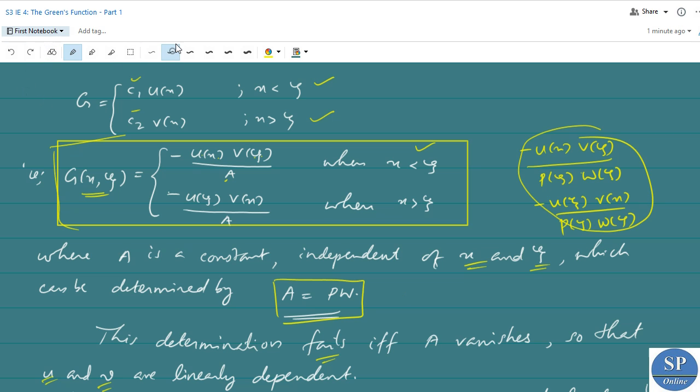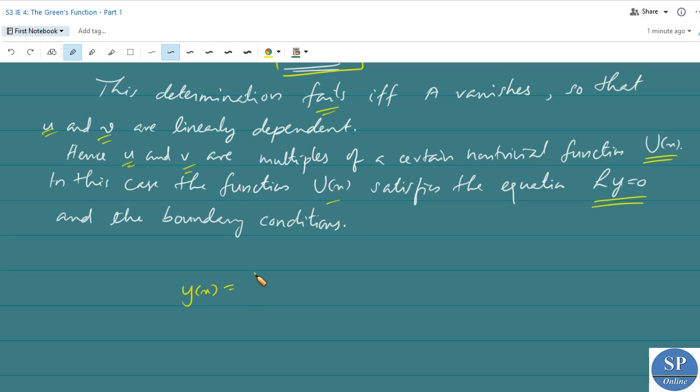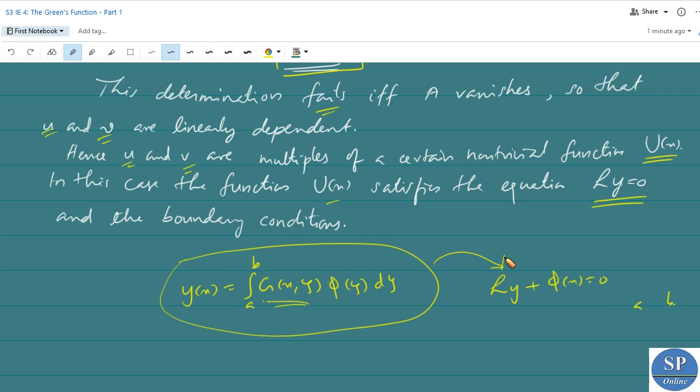Now our next aim is to show that the function y of x is equal to the integral from a to b of g of x, zeta times phi of zeta d zeta, is a solution of the boundary value problem Ly plus phi of x equals 0 along with the boundary conditions at x equal to a and b. That is, we have to show that this y is the solution of the boundary value problem. So I think that we can discuss in the next lecture.